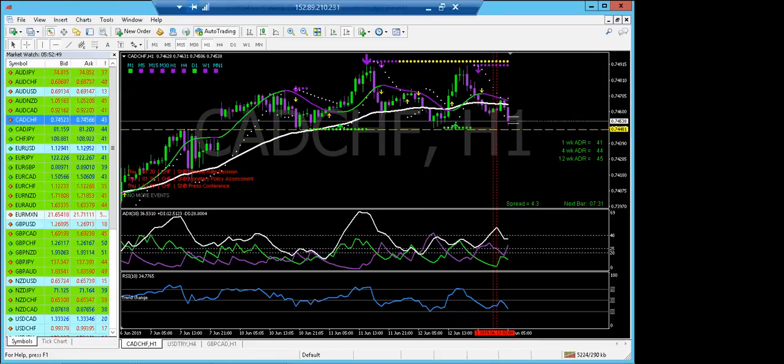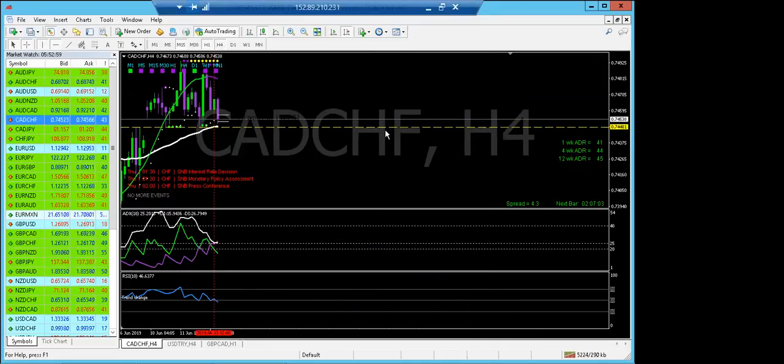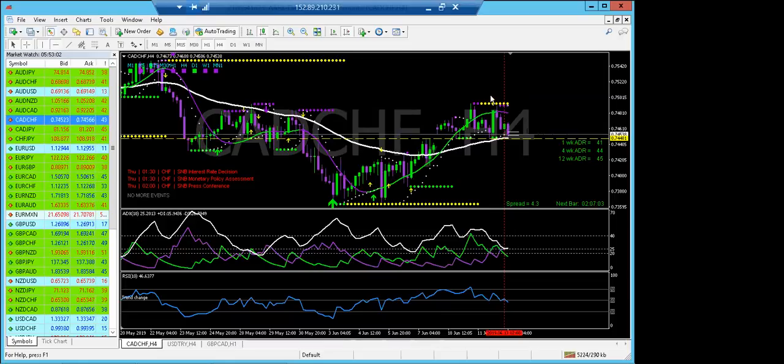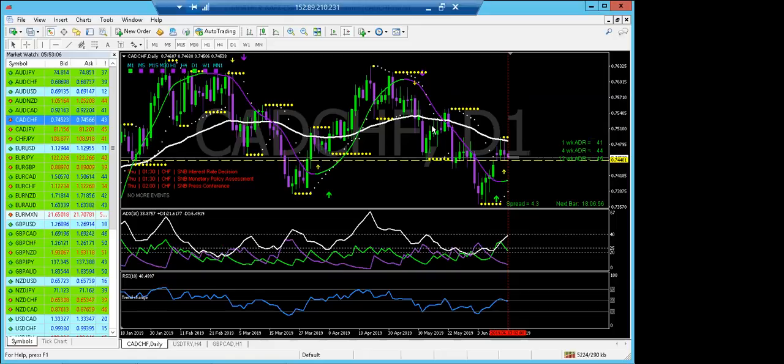Would I be looking to sell this? If it breaks this resistance, so again, we have a seller's triple arrow saying to sell. Let's take a look. 4 hours is saying a buy, but it's definitely a pullback possible. Let's take a look what the daily is saying.